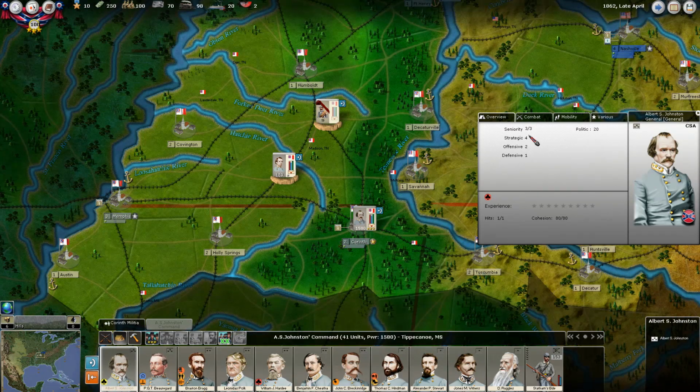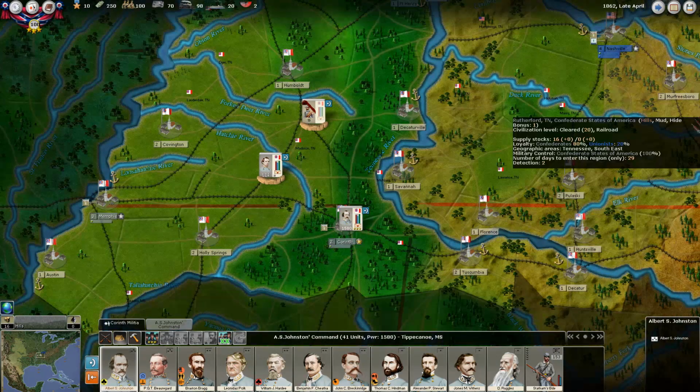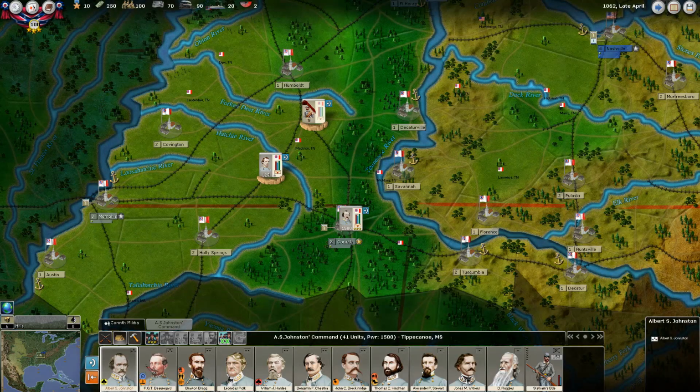That's the base number they can have. And then they get an extra 2 working under Albert Johnston. All right, so that's command points. It's kind of the rough nitty-gritty of it, but just know that when this is red, that's bad. We don't want it to be red. So we need to find a way to make this not red.